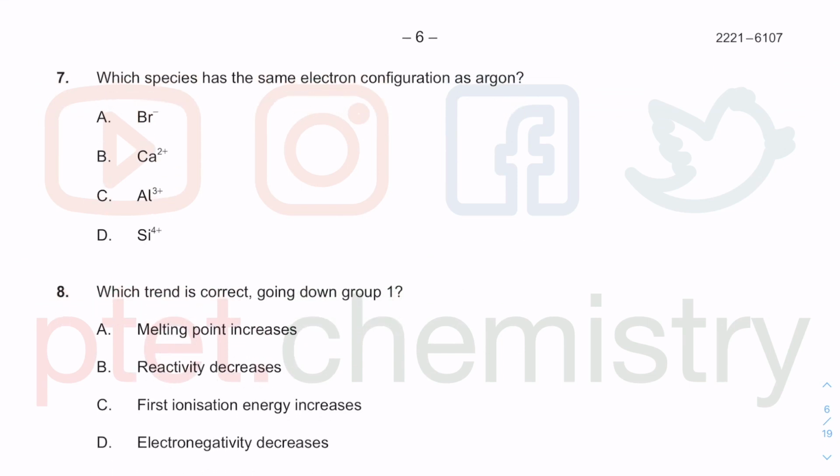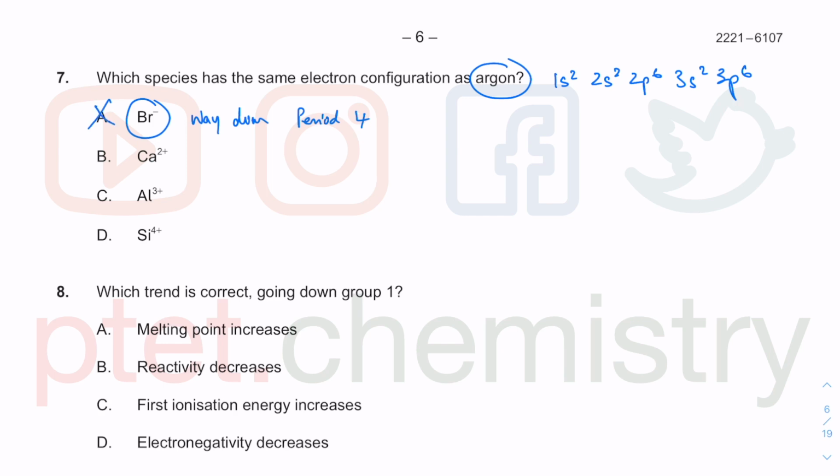Question 7, we are looking at the same electronic configuration as argon. So we're looking at 1s2, 2s2, 2p6, 3s2, and 3p6. Br minus, this is way down. I think this one is period 4 because chloride comes from chlorine, which is period 3. This is period 4, this is period 3. A is not going to be the answer.